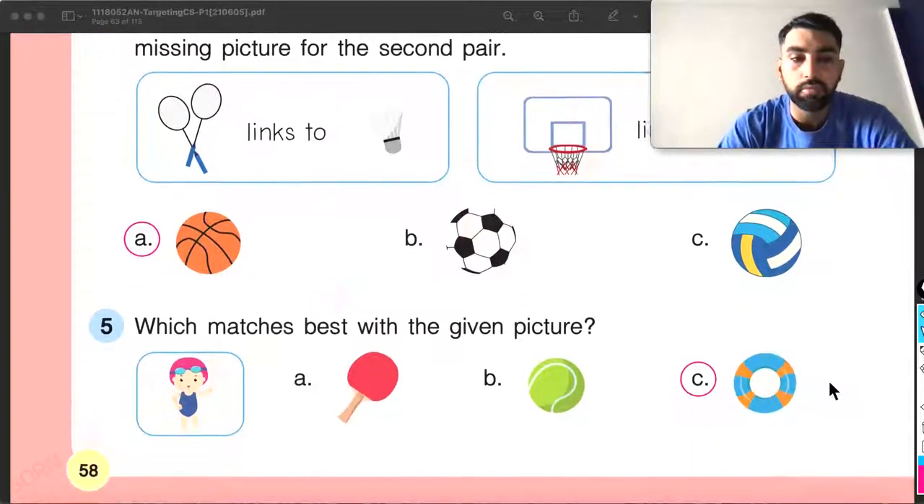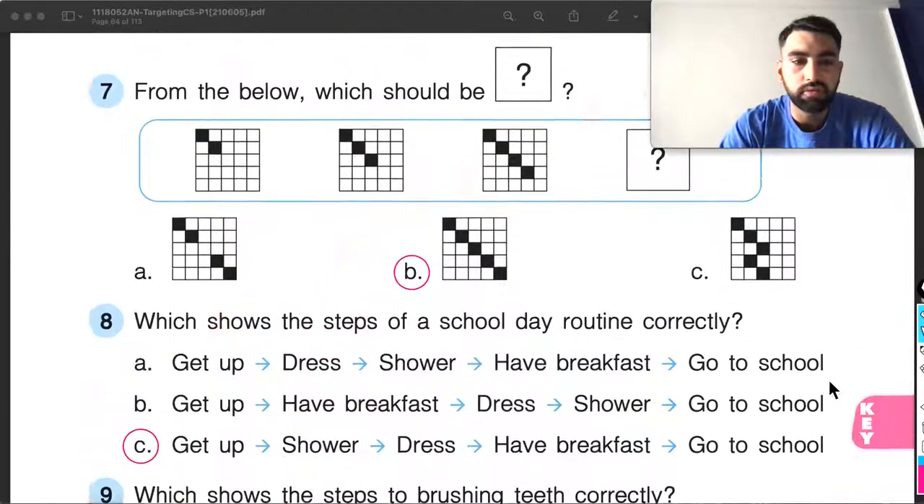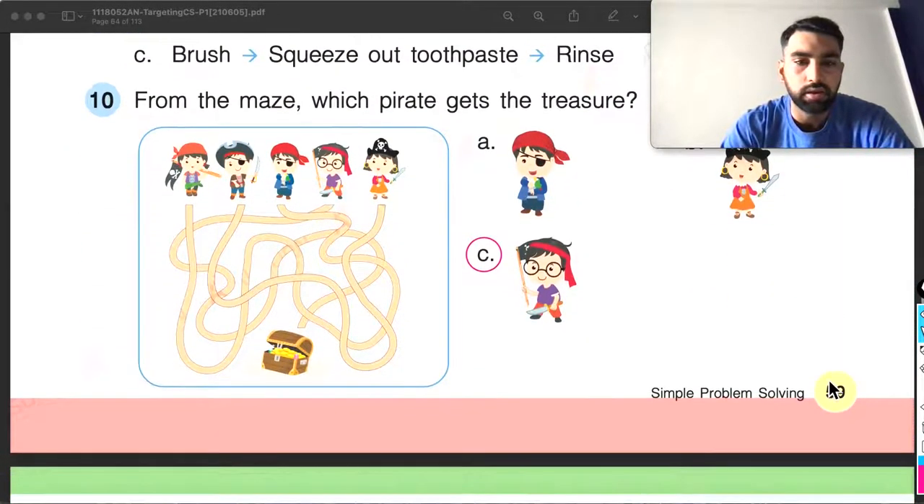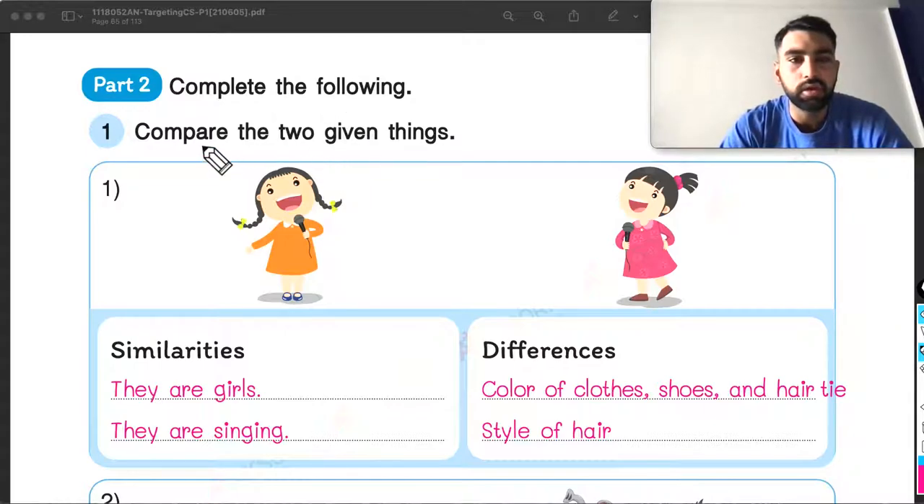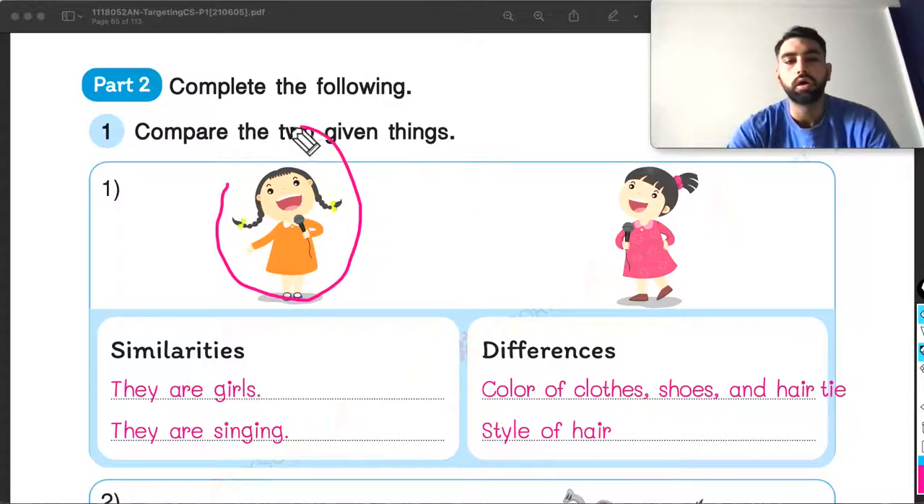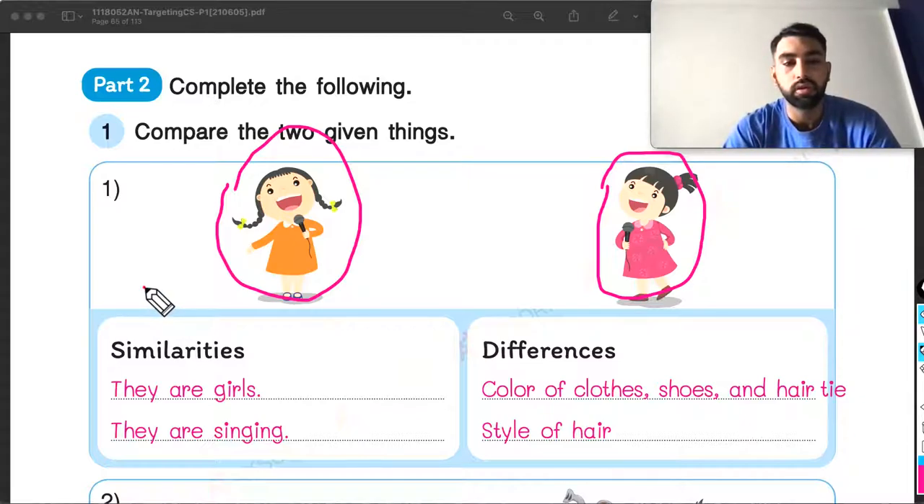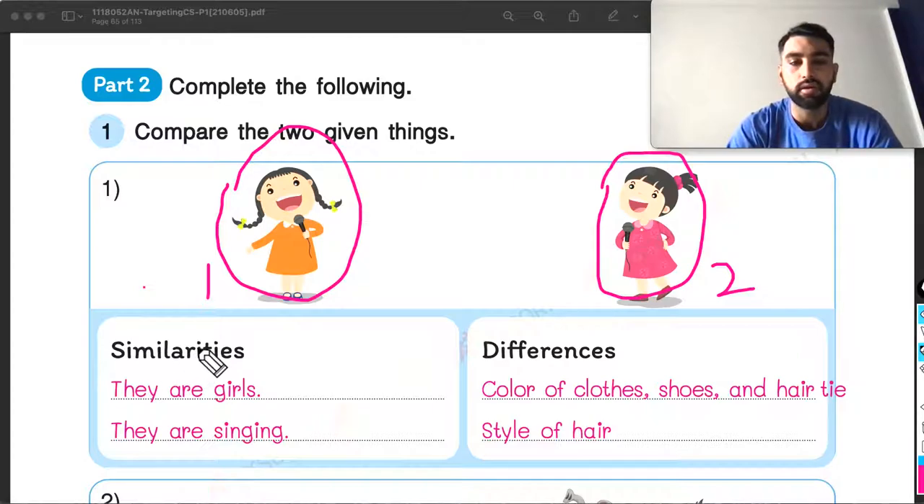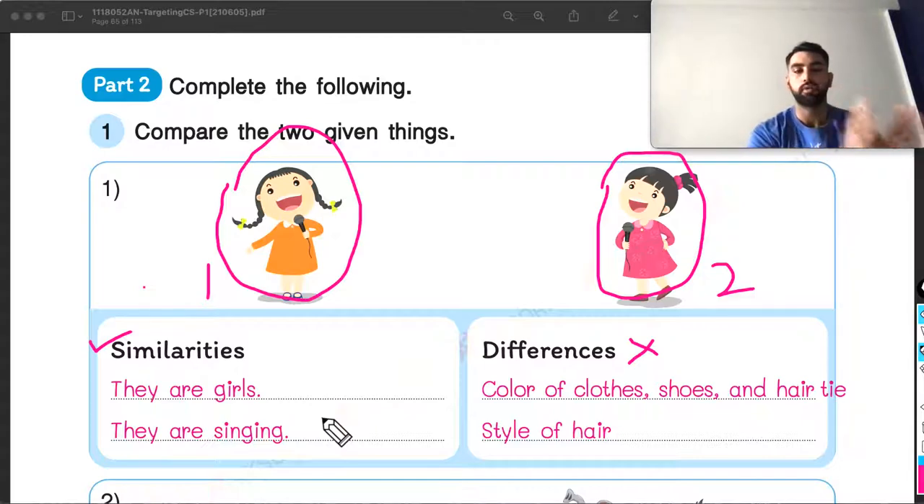You will be doing number 5, number 6, number 7, number 8, number 9, number 10. Complete the following to compare the two given things. You can see this is picture 1 and this is picture 2. You have to find what is the same. Here is number one and number two. You have to write what is the same on the left and what is not the same on the right: similarities and differences.